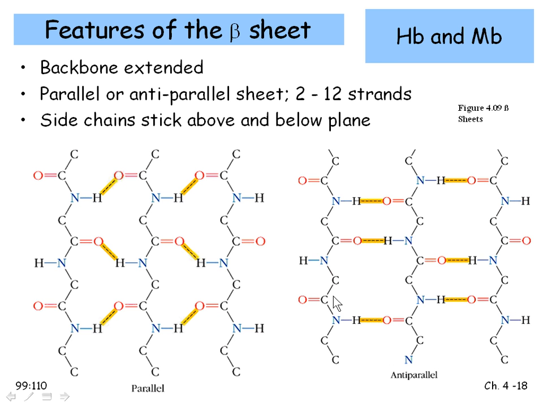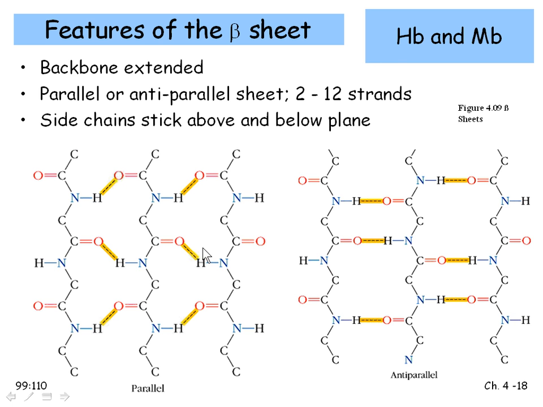But they can be parallel or anti-parallel. There can be anywhere from 2 to 12 strands in this sheet. So if we just had these two, that would be a 2-strand beta sheet. This is a 3-strand sheet. There are structures in which 12 sets of backbones participate. And in this case, the side chains are sticking out above and below the plane of the sheet.